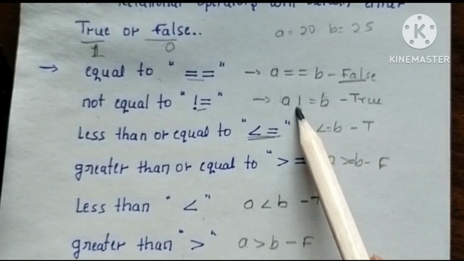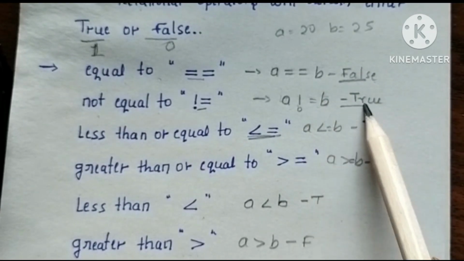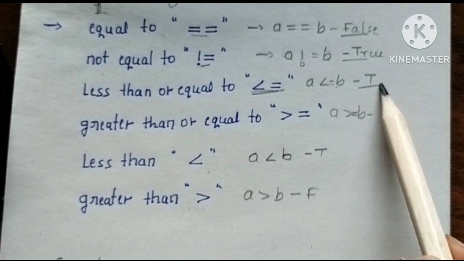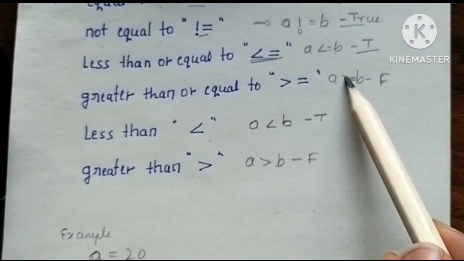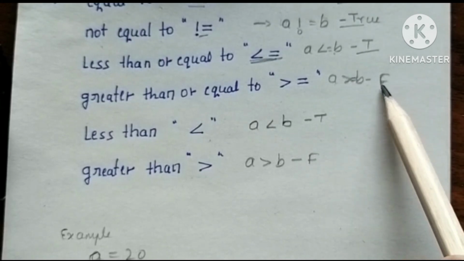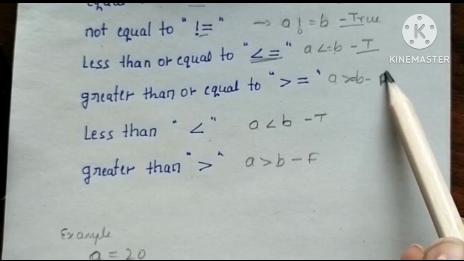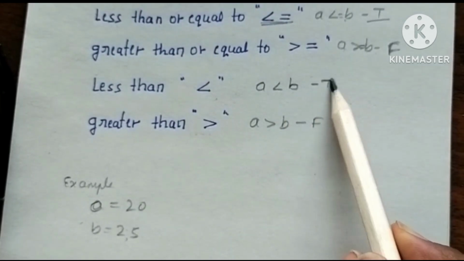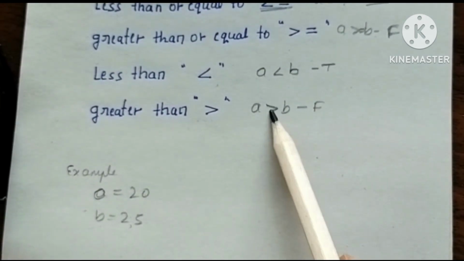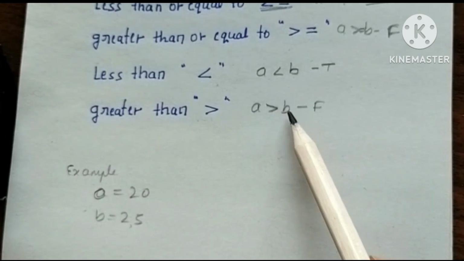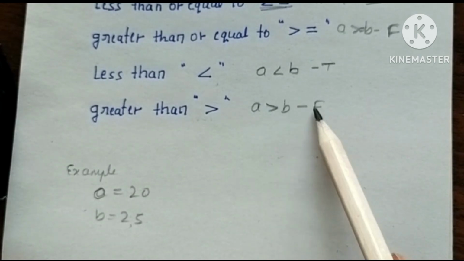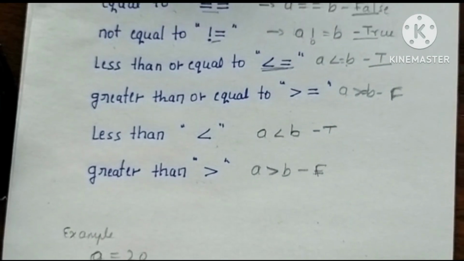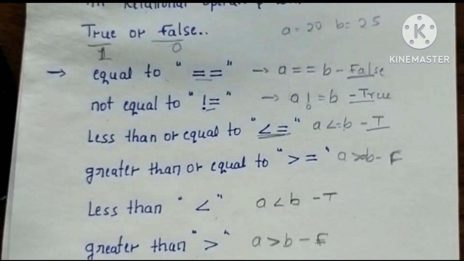So a is not equal to b means it's true, and a less than or equal to b is true. A greater than or equal to b is false. Then, a less than b is true. A greater than b means 20 is greater than 25, which is false. So these are all the relational operators.